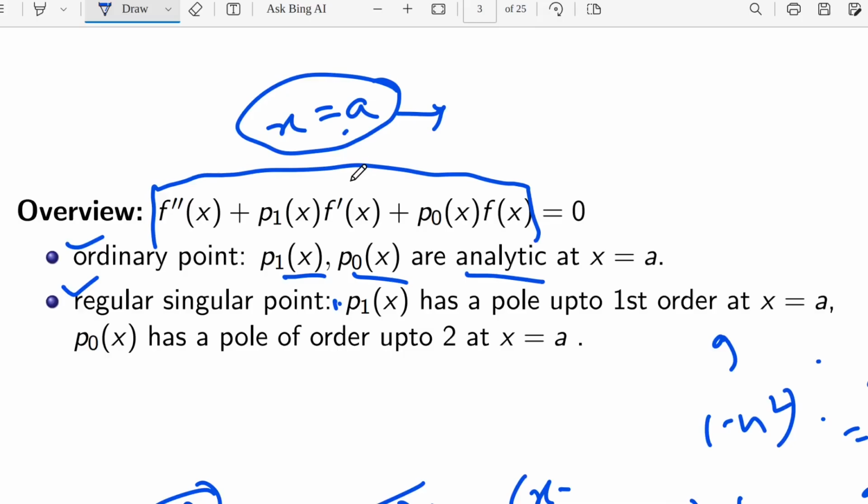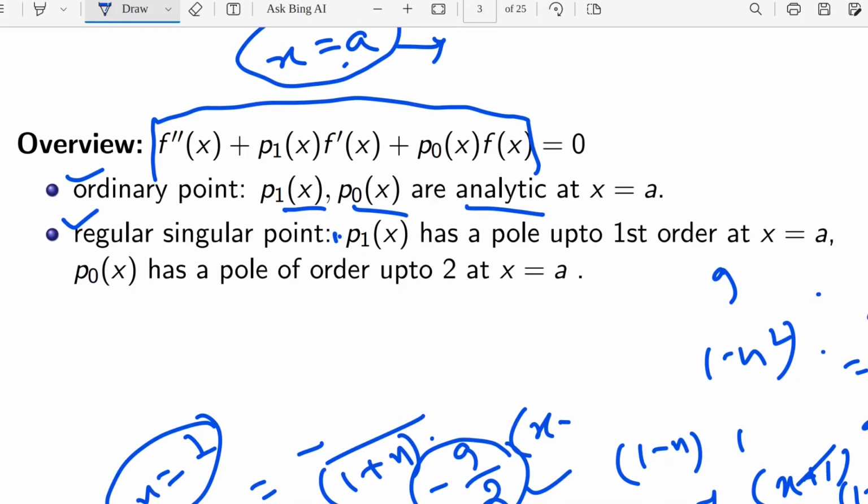Now coming to the regular singular point, as the question focuses on it, we have to check whether this condition and this condition are satisfied or not. There are two conditions given here. If our ordinary differential equation is in the form f double prime(x) plus p1(x) f prime(x) plus p0(x) f(x) equals 0, then for a regular singular point, p1(x) has a pole of order up to 1 at x equals a, and p0(x) has a pole of order up to 2 at x equals a.